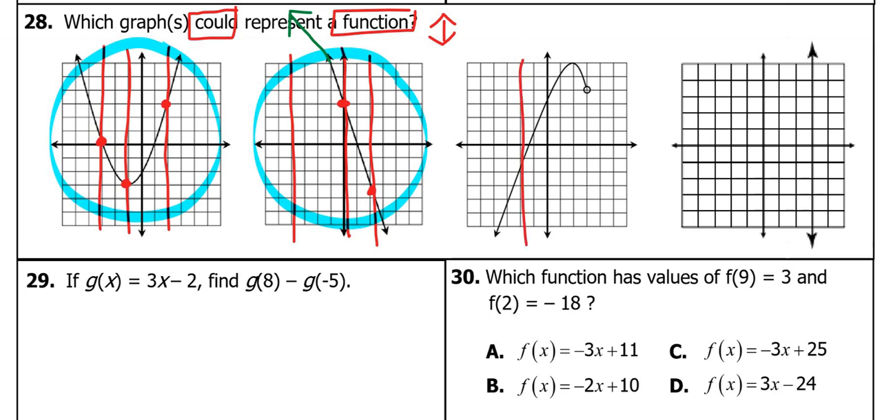Vertical line here, I only cut through once. Vertical line here, I only cut through once. Even if I make one right at the end, I haven't technically cut in at all, and that's okay. The goal is that you don't go through more than once. So I'm going to say yes, this is also a function. All right, and the last one.